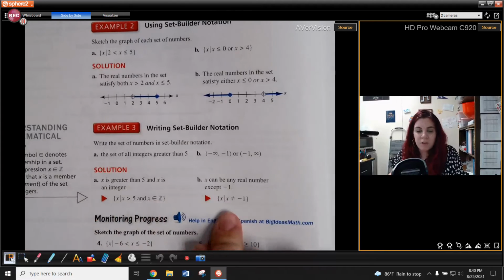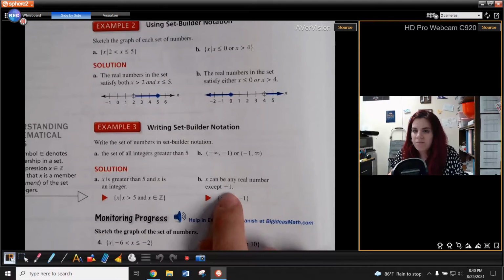Part B, this one's a little bit more straightforward. It says x can be any real number except -1. So it's anything but -1. That's easy. x just can't be -1.